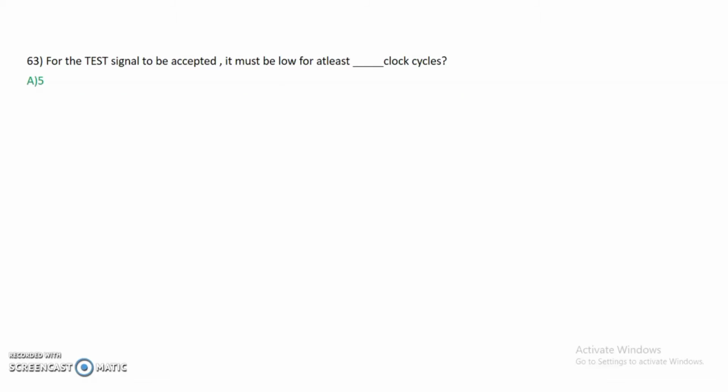Bit number 63. For the TEST signal to be accepted, it must be low for at least dash clock cycles. The answer will be 5 clock cycles. So for the TEST signal to be accepted, it has to be low, it has to be 0, for at least 5 clock cycles.